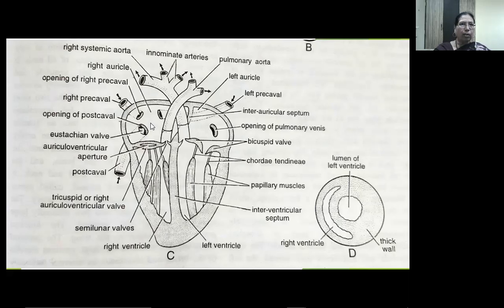The right auricle opens into the right ventricle by the auriculoventricular aperture. It is guarded by the tricuspid valve. Then on the left side, the auriculoventricular valve is called the bicuspid valve, and the opening is called the aperture. At the free end of the valve, there are cord-like structures called chordae tendineae, which join to muscles. These are called papillary muscles.